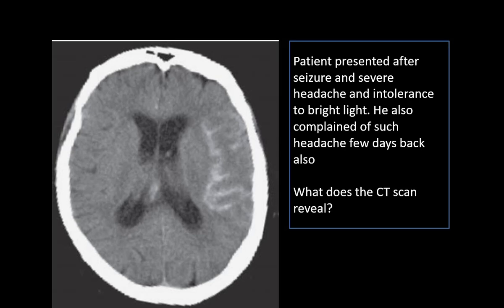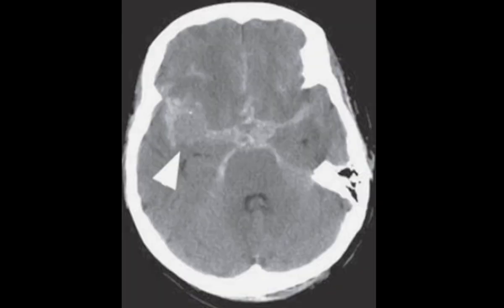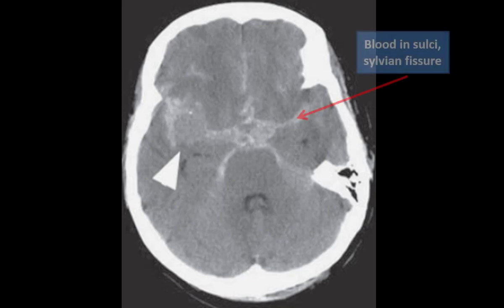Now a patient presented after seizures and severe headache and intolerance to bright light. He also complained of such headache a few days back. What does the CT reveal? Yeah, it's subarachnoid hemorrhage. You can see the blood in the sulci. Again, it's subarachnoid hemorrhage. You can see blood in the sulci and the sylvian fissure.